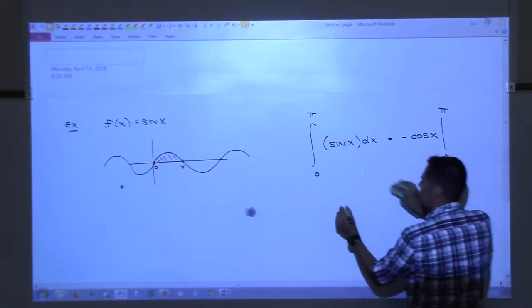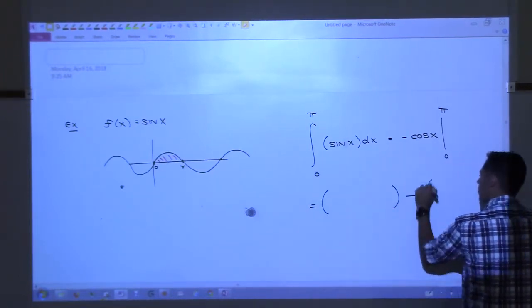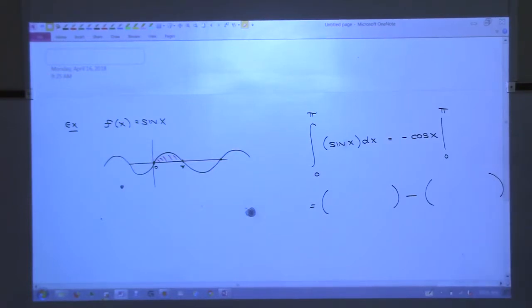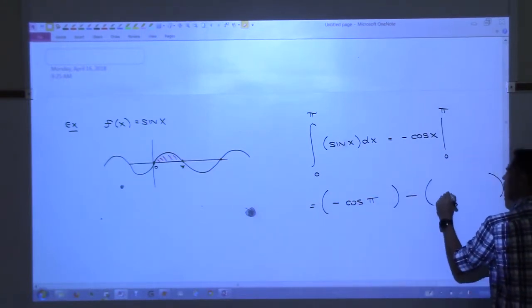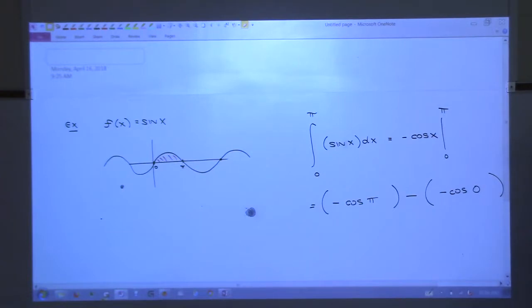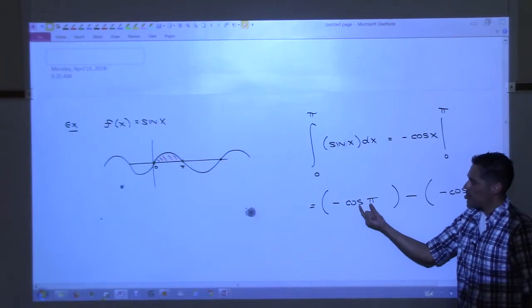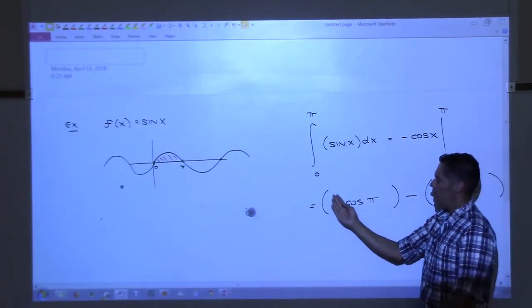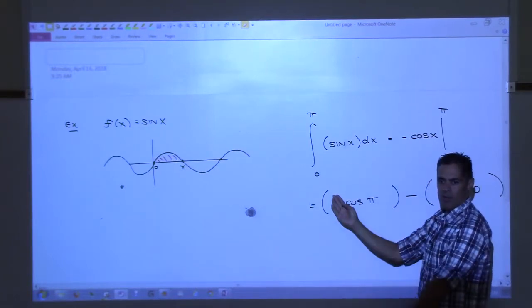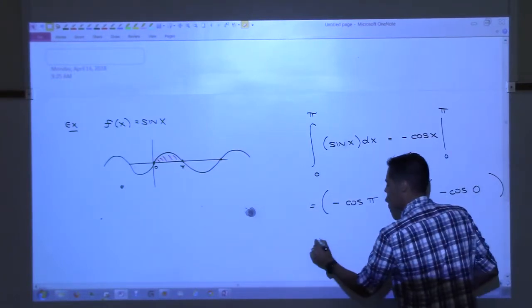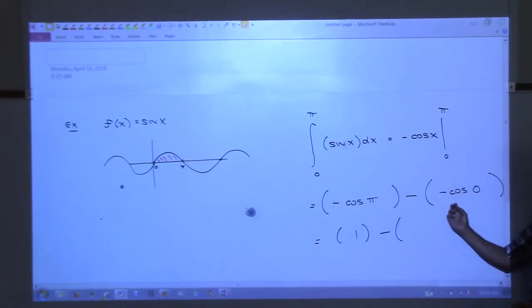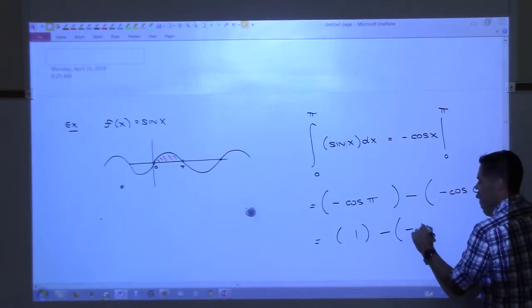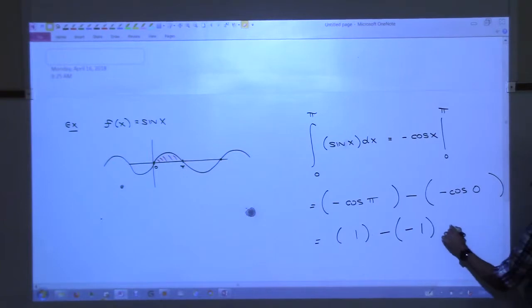Okay. And now I'm going to do my two little subtractions here. I first plug in pi, so I'm going to have negative cosine of pi. And then plug in 0 will be negative cosine of 0. What is cosine of pi? It's the x coordinate at pi, so that's negative 1, but then minus, so 1. Minus, okay, cosine of 0 is 1, but then negative, so that's negative 1 also, right? So this turns out to be 1 plus 1, it's 2.